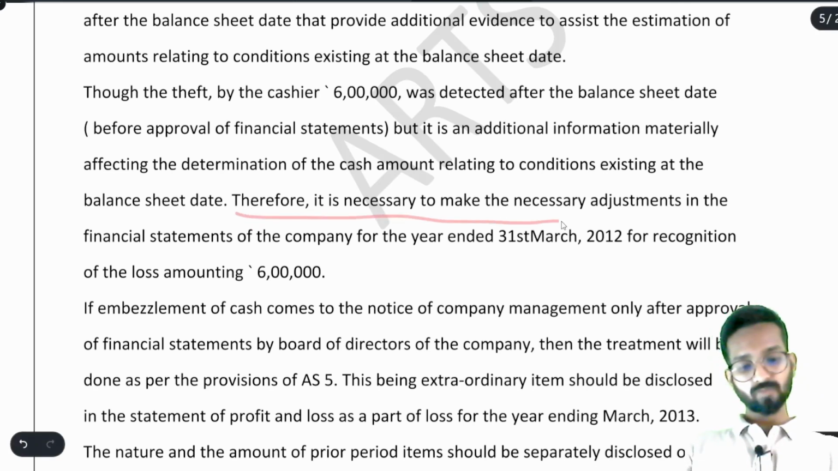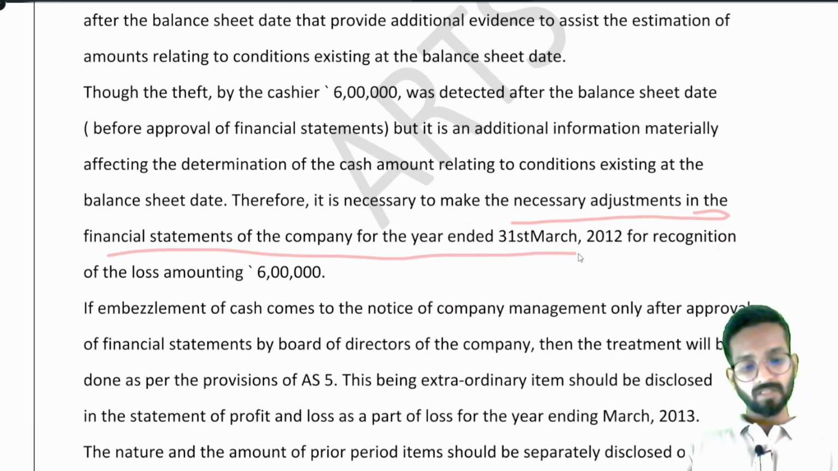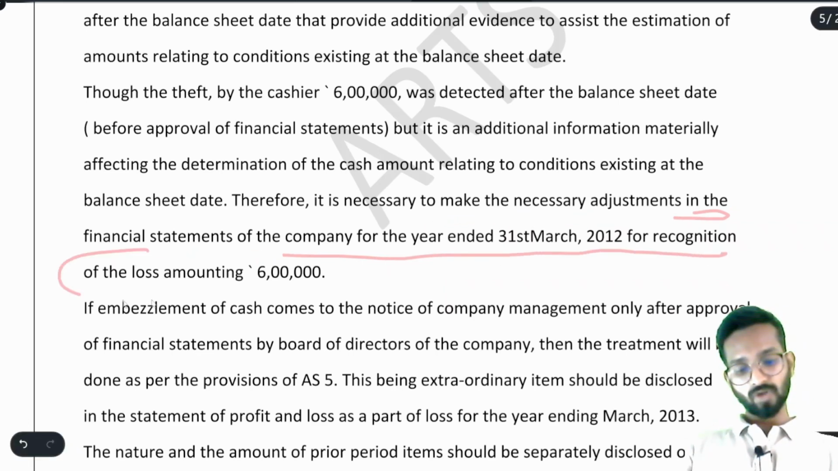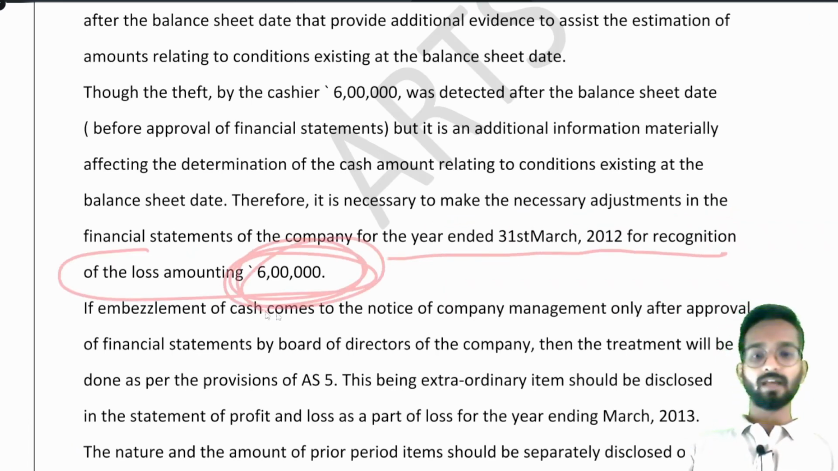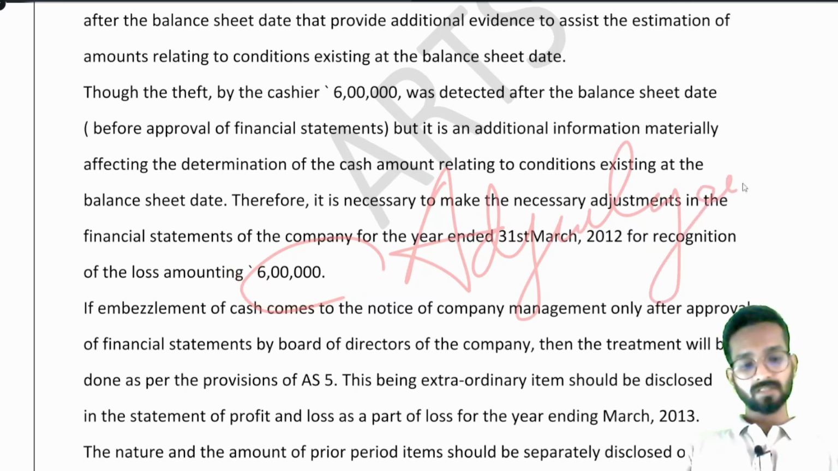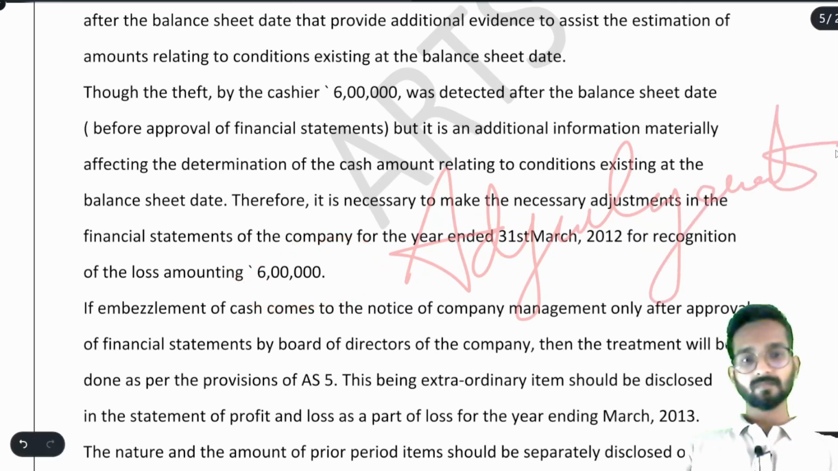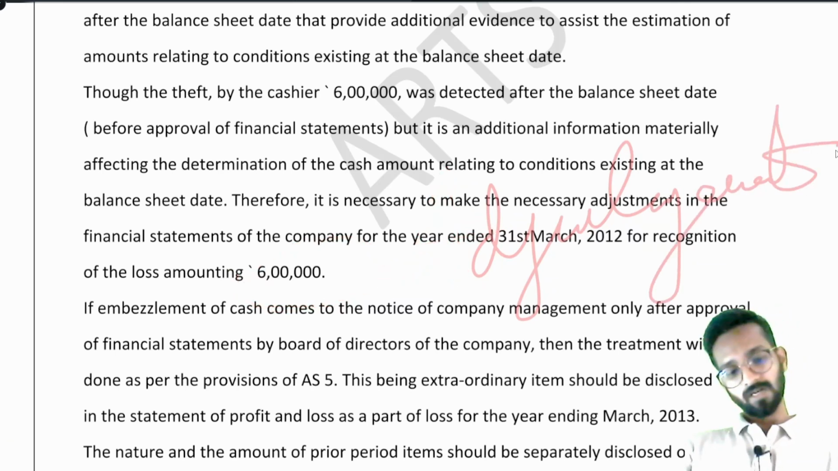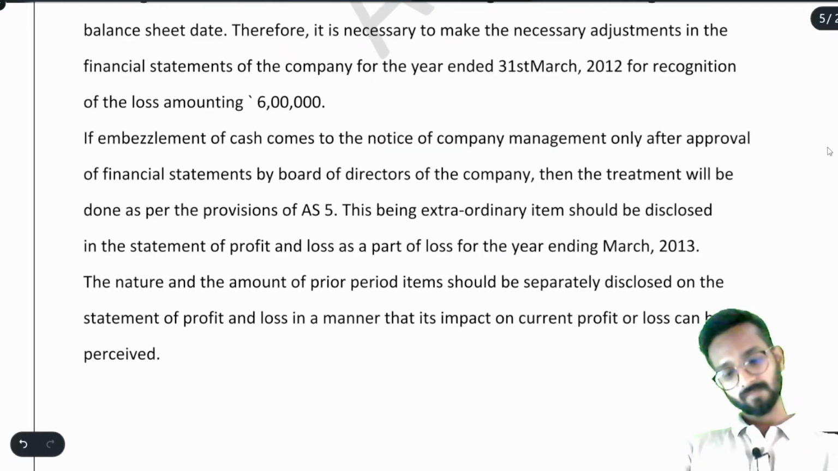Therefore, it is necessary to make the necessary adjustment in the financial statement of the company for the year ended 31st March 12 for recognition of loss amounting to 6 lakh rupees. Understood? It means it is your adjusting event. It is your adjusting event. Understood? Now, after this, what does it say?